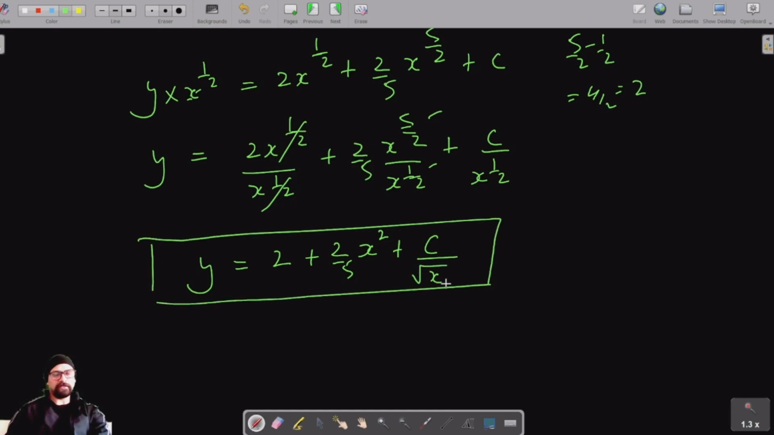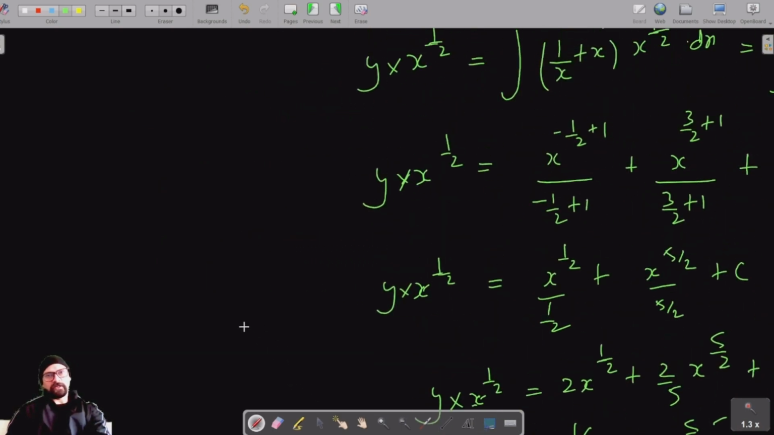So this is our general solution for part A, which is y is equal to 2 plus 2x squared upon 5 plus c upon root x. Let's move on to the next part.